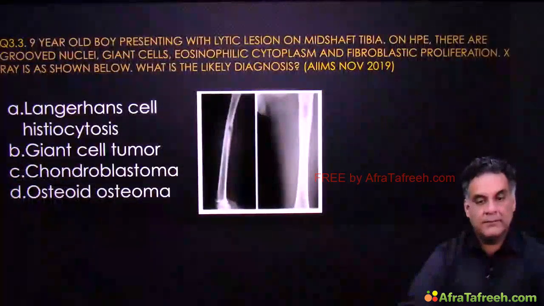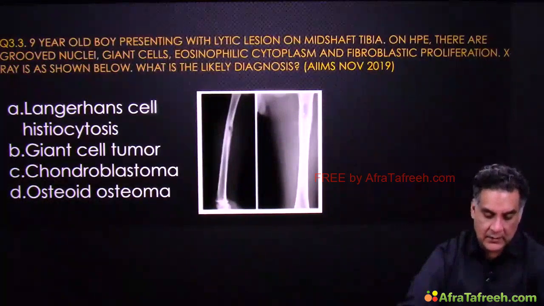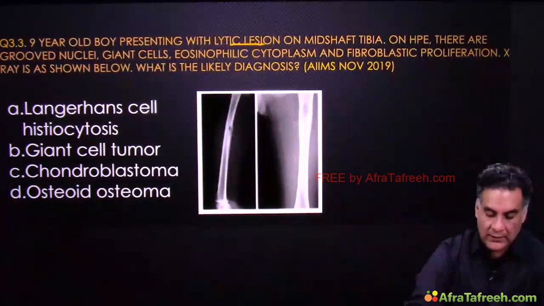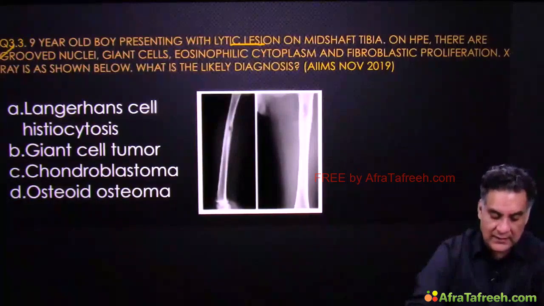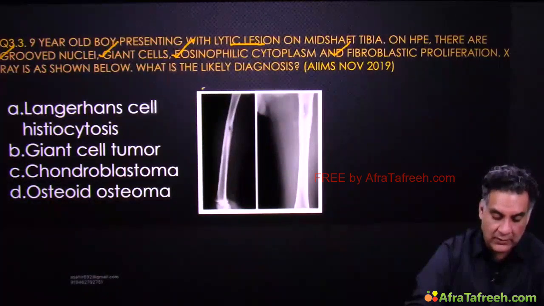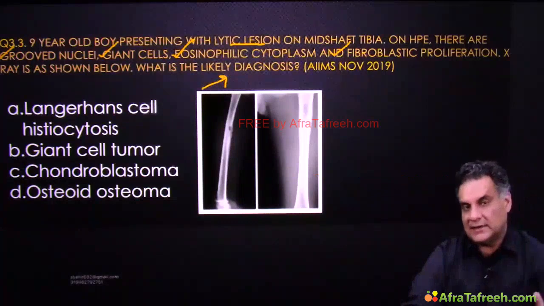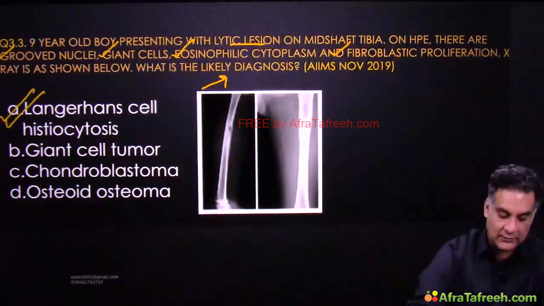Question number 3. A 9-year-old boy presents with a lytic lesion on the tibia. On histopathology, there are grooved nuclei, giant cells, eosinophilic cytoplasm, and fibroblastic proliferation. What is your diagnosis? When you have a lytic lesion with grooved nuclei, you talk about Langerhans cell histiocytosis.